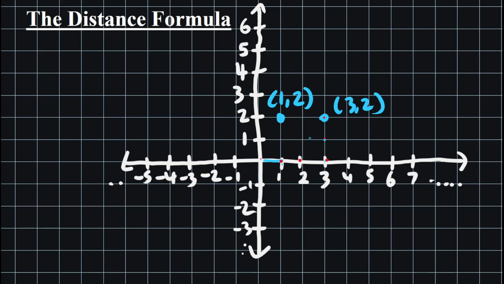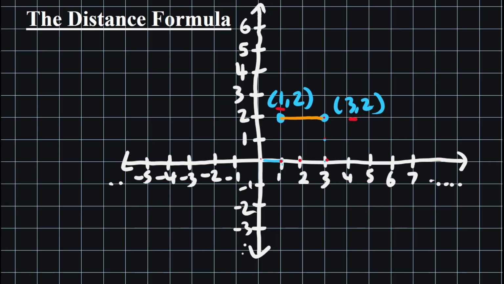So we have these 2 points here. And let's say we wanted to find the distance between 1, 2 and 3, 2. So we want to find the length of this line, the distance between them. So in this case, it's fairly simple. As you can see right here, the only difference between them, between 1, 2 and 3, 2, is the x-coordinate. They have the same y-coordinate, 2 and 2, but they have different x-coordinates, 1 and 3.